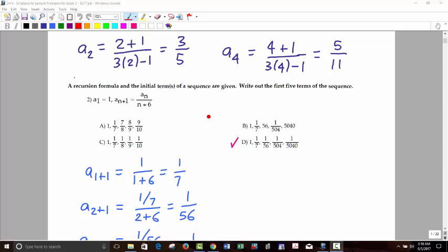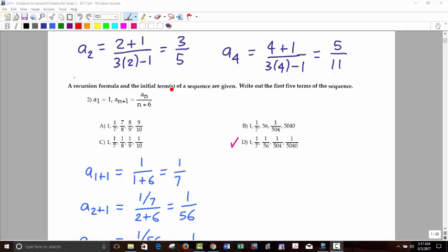Let's take a look at number 2. Now, number 2 is recursive. Recursive can be a little tricky for people. Let's see if we can walk through this carefully so you can see what's going on here. A recursive sequence means any particular term of a sequence is defined as having part of one or more previous terms of the sequence being part of its equation.